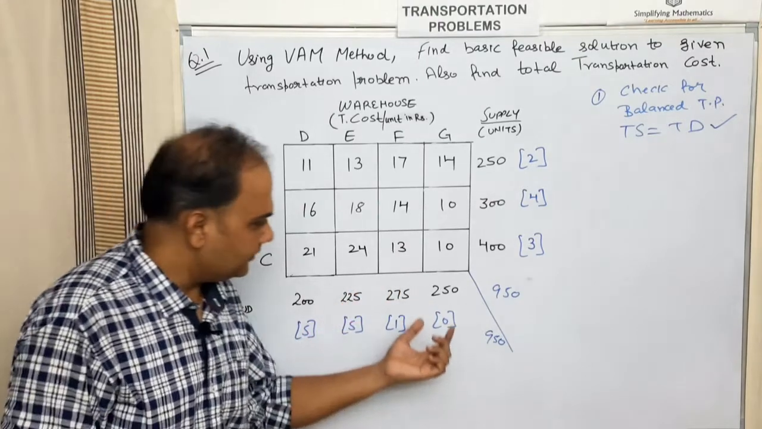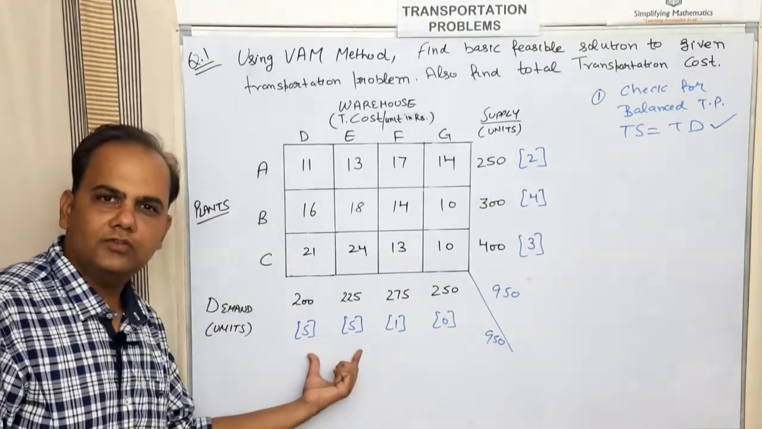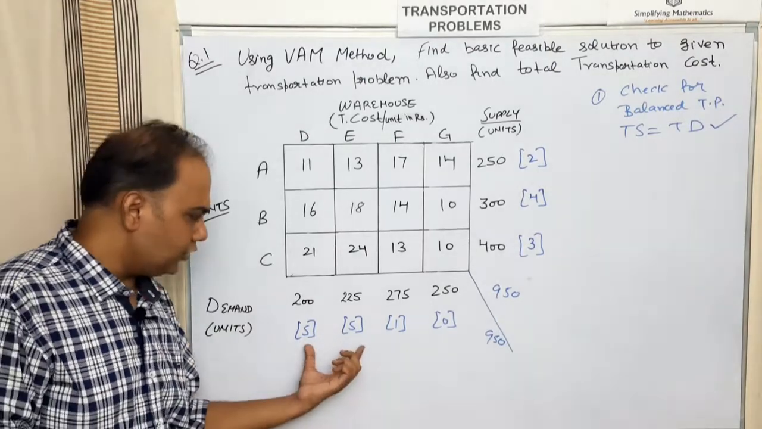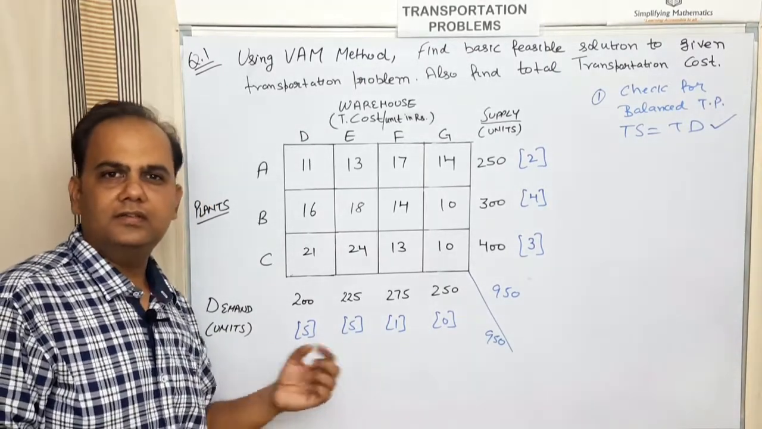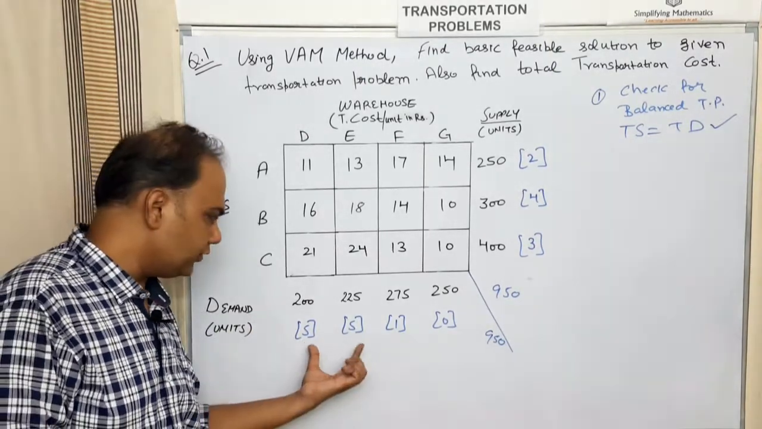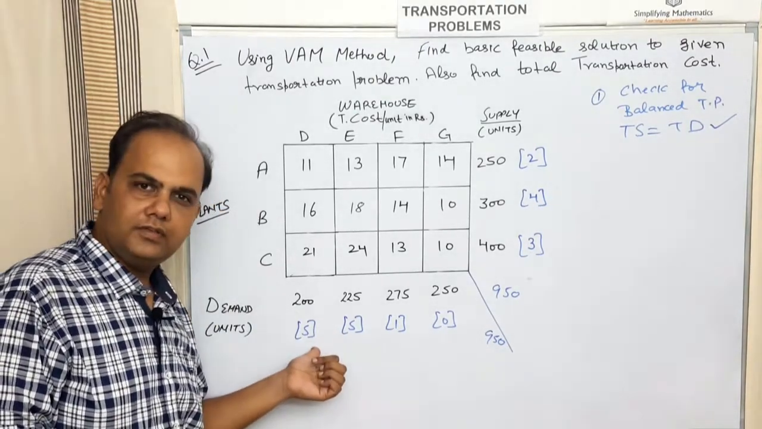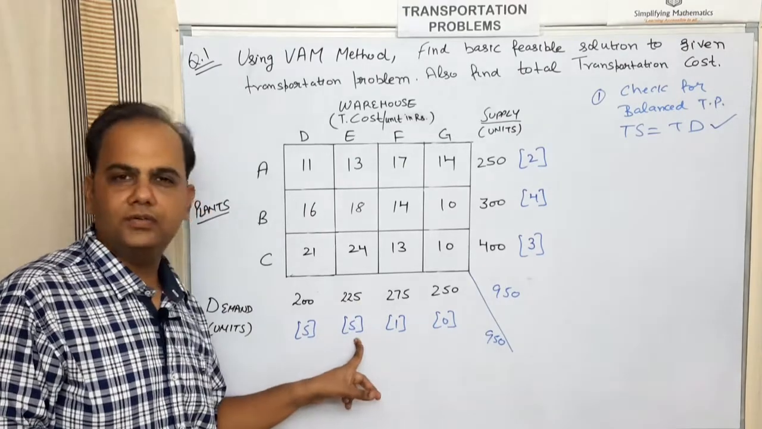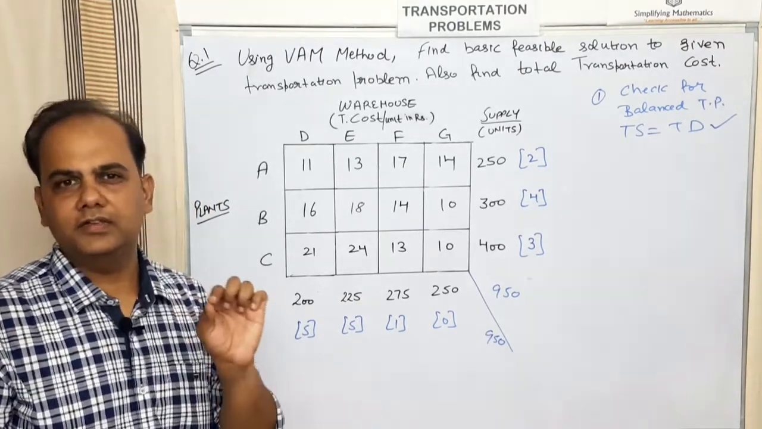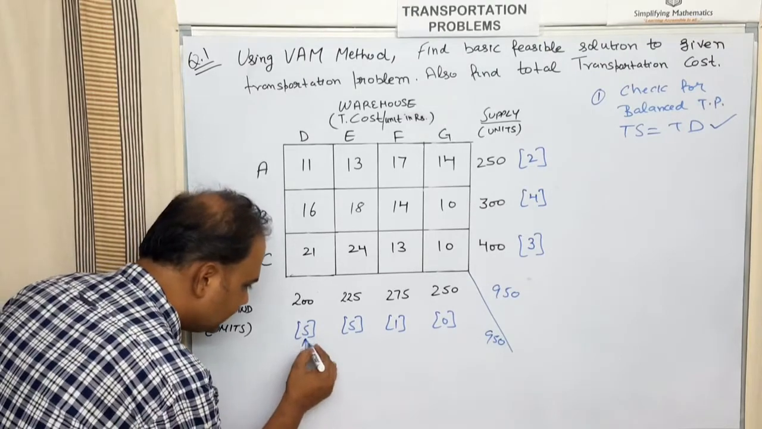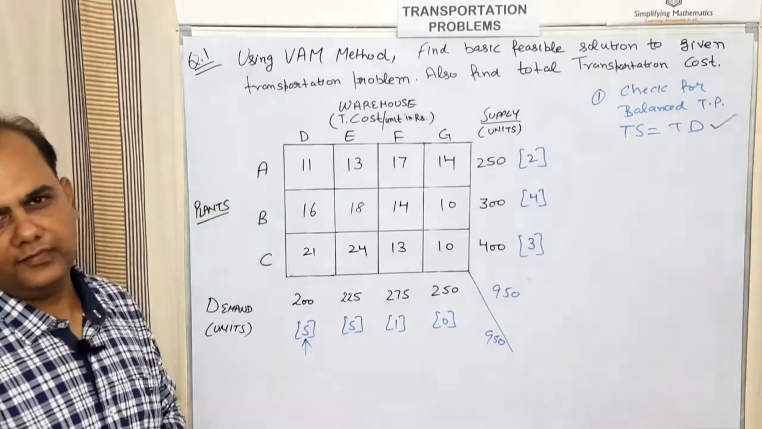After writing the difference of two values in each row and column, you have to look for the maximum value. Now which is the maximum value? These two values are maximum, but we have to select only one, and that will be selected based on supply and demand. Corresponding to these two values, the demand is 200 for this value and 225 for this value. You take the one which is minimum, that is 200. Therefore we'll select this value, that is 5.